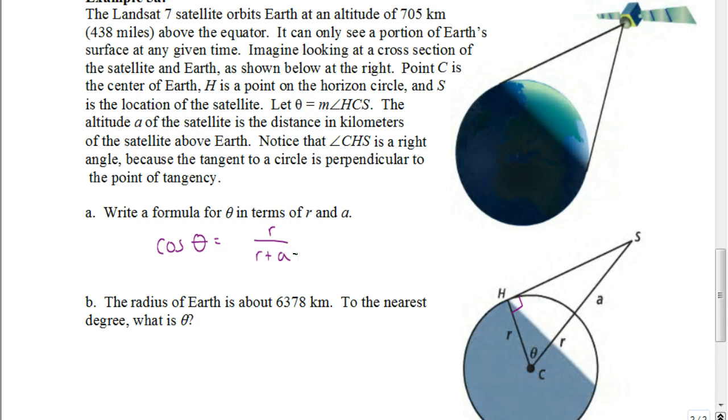Now this gives us our ratio, so the cosine of theta equals r divided by r plus a. But what we want is a formula for theta, so I want to get rid of the cosine. I'm not going to divide both sides by cosine. I've seen people do that.